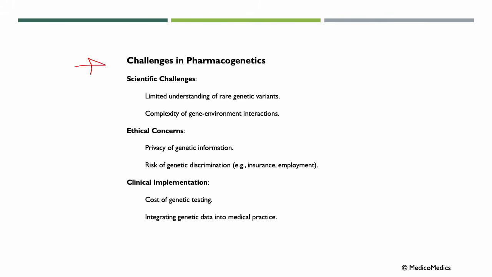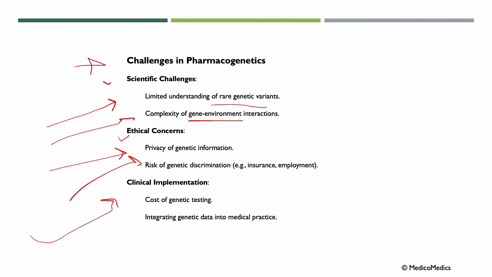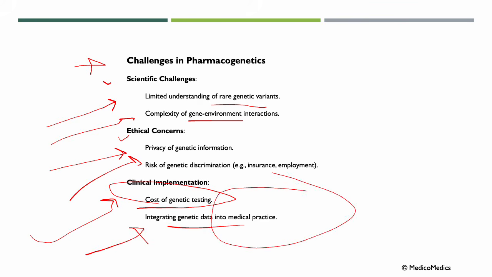Some challenges in pharmacogenetics include scientific issues like limited understanding of rare genetic variants and the complexity of gene-environment interaction, ethical concerns like privacy of genetic information or risk of genetic discrimination, and of course clinical implementation, such as the cost of genetic testing and integrating genetic data into medical practice. So it has great potential, but challenges like cost and privacy need to be addressed.